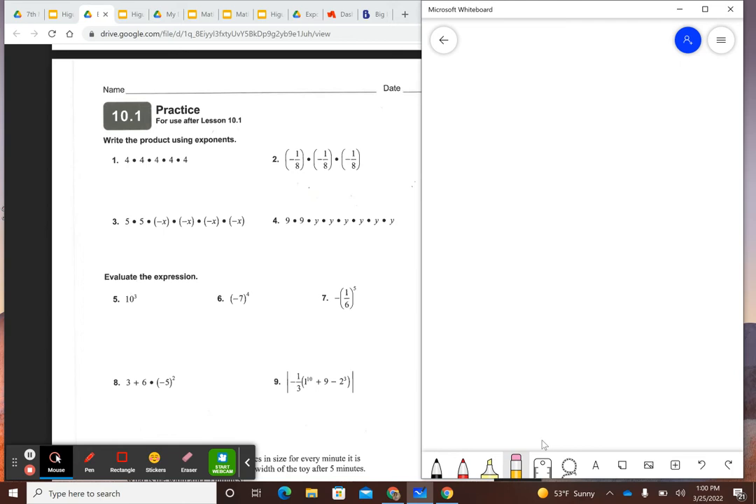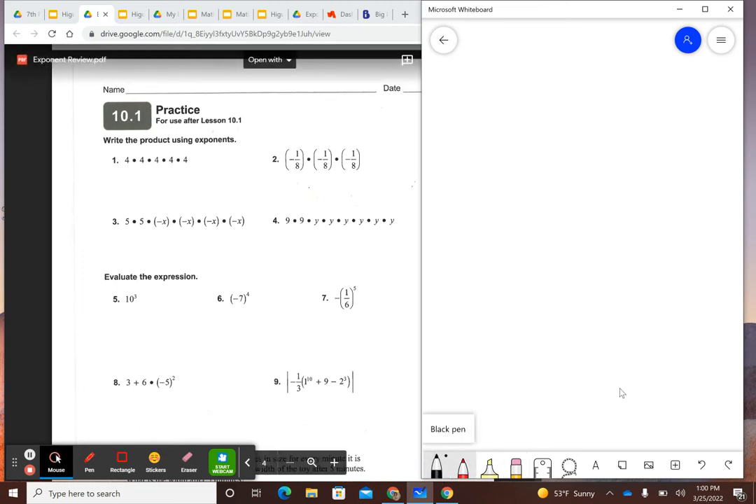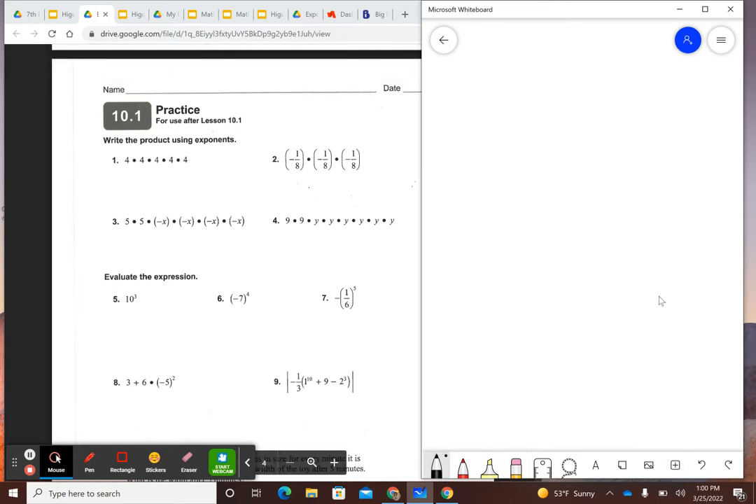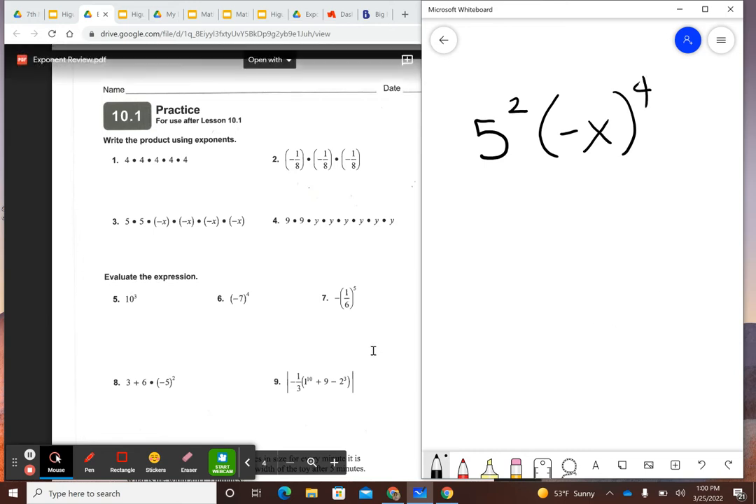I'm going to skip over 1, and I'm going to immediately go down to number 3 because it has both numbers and variables. So looking at number 3, you'll see it's 5 times 5 times negative x times negative x times negative x times negative x. The simplified version of that expression would be 5 to the second power times negative x to the fourth power. Okay? That's all you're going to do for that one.